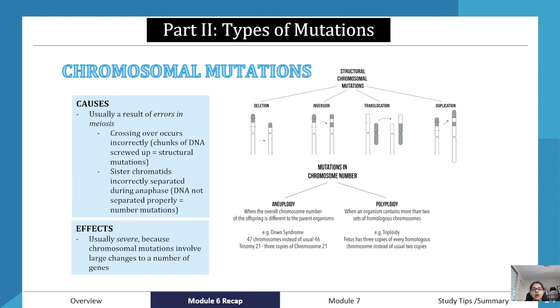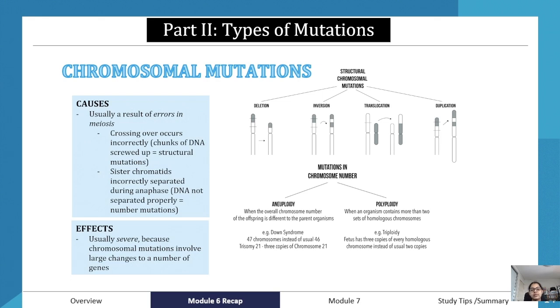And there can also be mutations in the number of chromosomes, which can again happen during meiosis when it affects the separation of the strands. And there are 2 main types. There's aneuploidy and polyploidy.